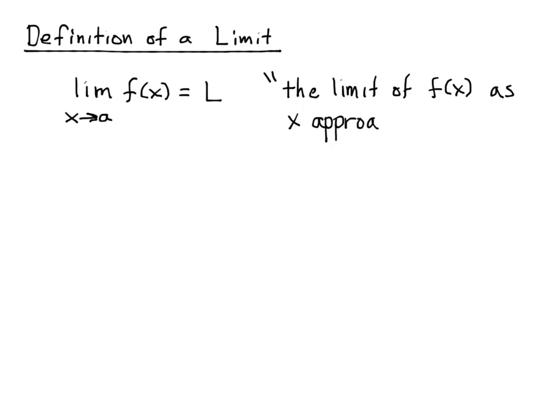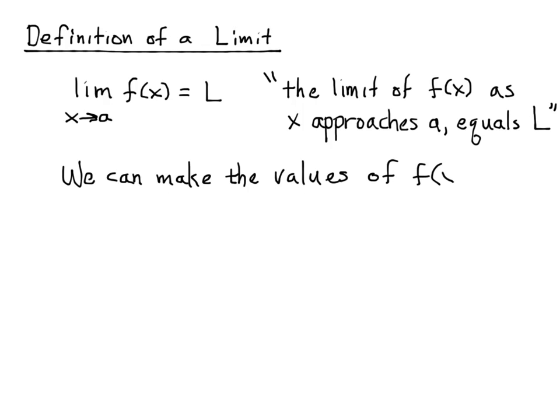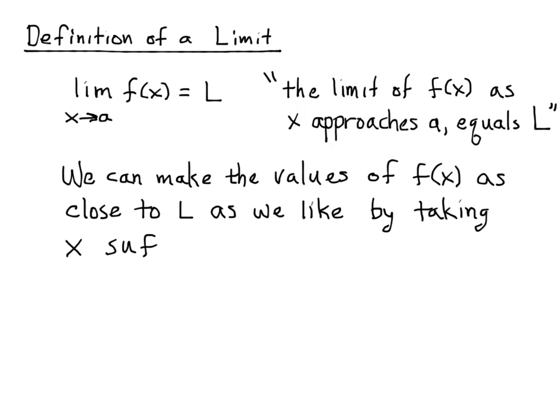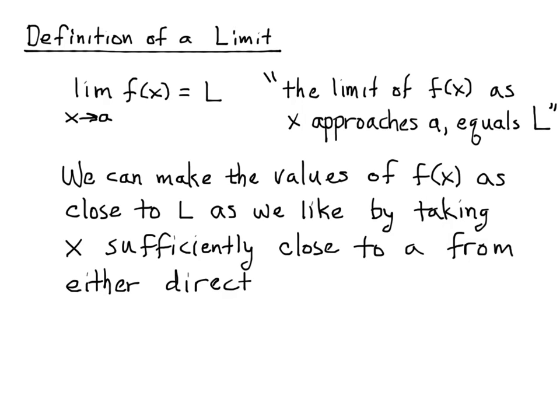Okay, so go back to the definition of a limit. I think I've said pretty much this already, but the way we read this is the limit of f at x as x approaches a equals L. So we can make the values of f at x as close to L as we like by taking x sufficiently close to a from either direction. All right, so in my example where x goes to 2 and we have x plus 3, the closer and closer we get x to 2, the closer and closer we get x plus 3 to 5.